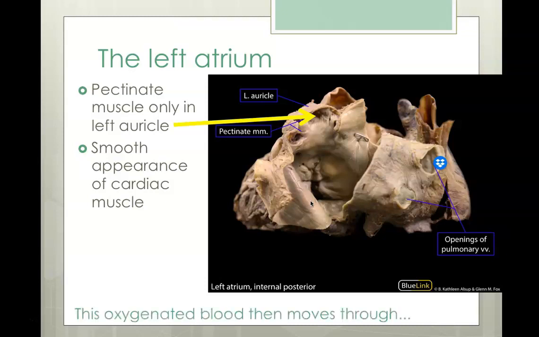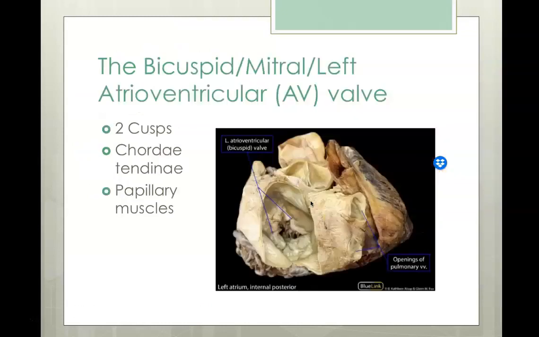So where that oxygenated blood is going to go through next is your bicuspid, mitral, or left atrioventricular valve. And here you may have noticed that it's not tricuspid anymore, but bicuspid, and bi means two. So we're only going to have two cusps here, whereas your tricuspid would have three. And because this is an AV valve, we are also going to have the chordae tendineae and the papillary muscles associated with it.